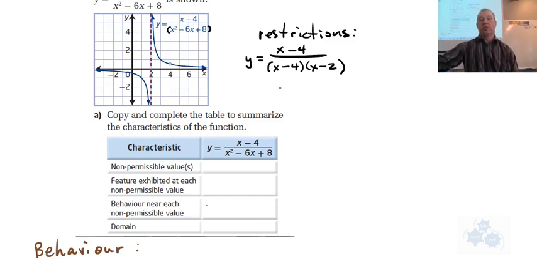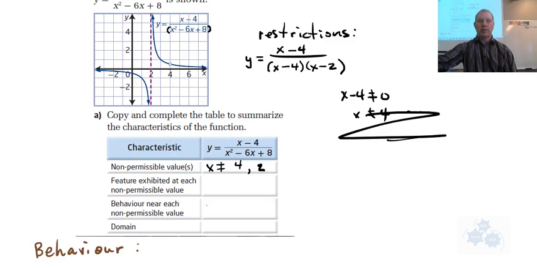Are there any restrictions on the x? Yes. X cannot equal what? Positive 4. So x cannot equal positive 4. And what else? Positive 2. Hopefully everybody sees that. If you let each of these factors not equal 0, this cannot equal 0, so x cannot equal positive 4, and so on. That's how you do that. Take each factor separately.